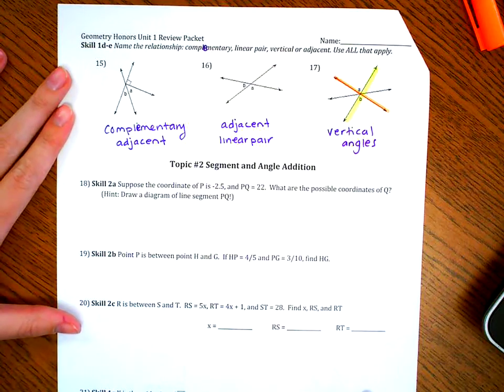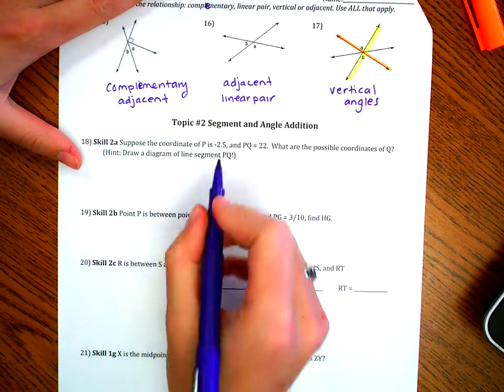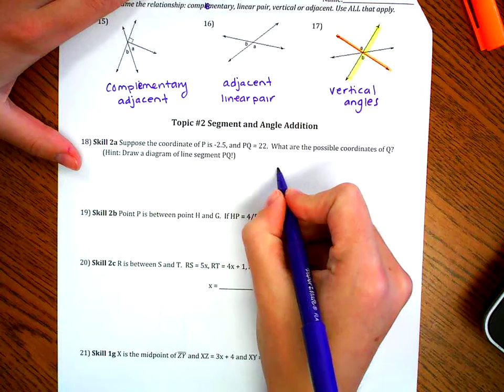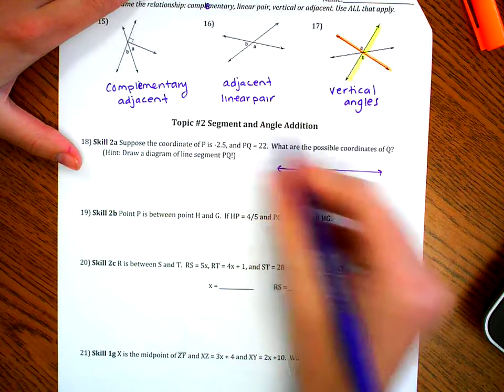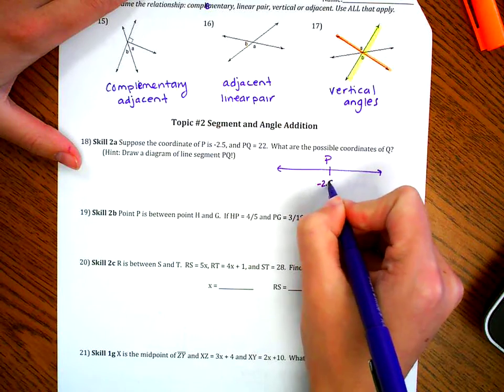Okay, on to topic number 2. Number 18: suppose the coordinate of P is negative 2.5 and PQ is 22. What are the possible coordinates of Q? Well, I like to draw a picture each time, so let's do that really fast. The coordinate of P is negative 2.5.